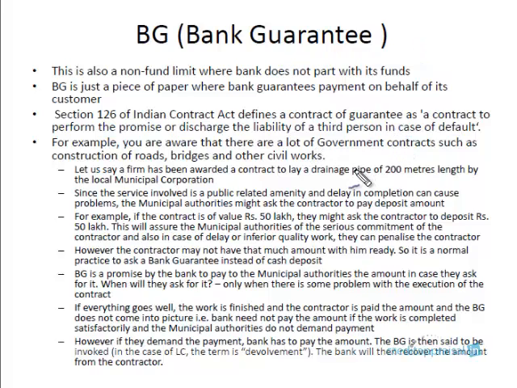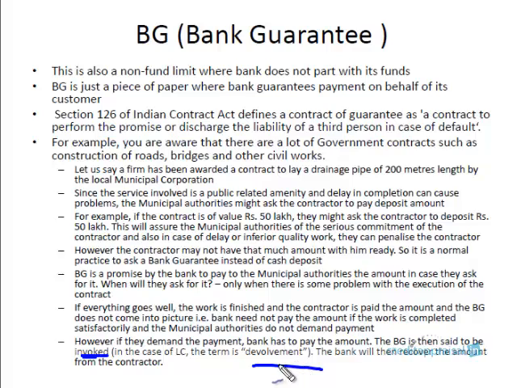So usually BGs are common in a lot of government contracts, right? Roads, bridges, a lot of civil works. You see this in government contracts. In case something wrong happens and the bank has to make the payment, then it is known as invoked. We say the bank guarantee has been invoked.